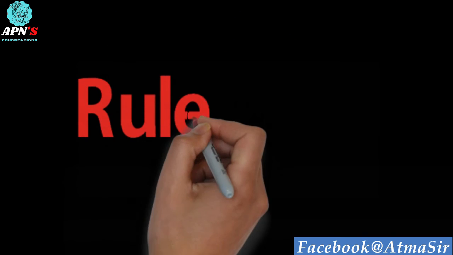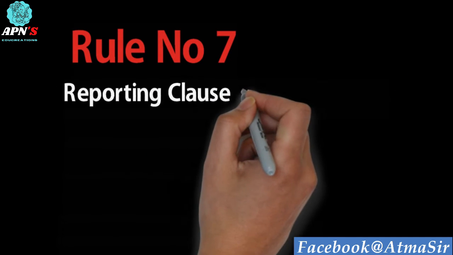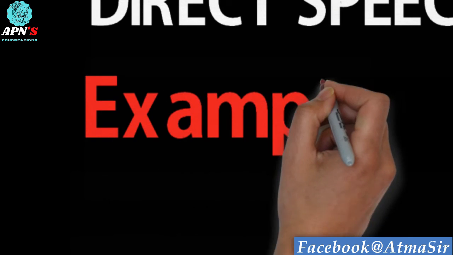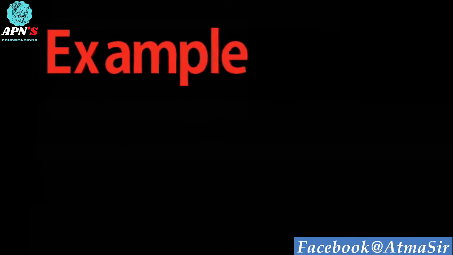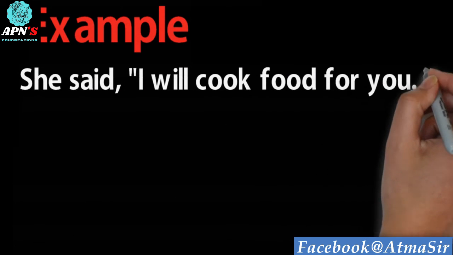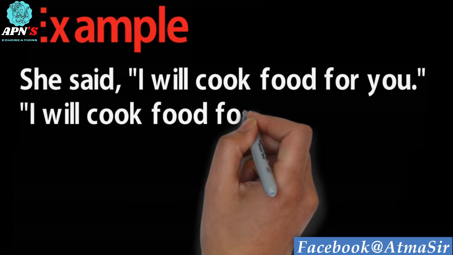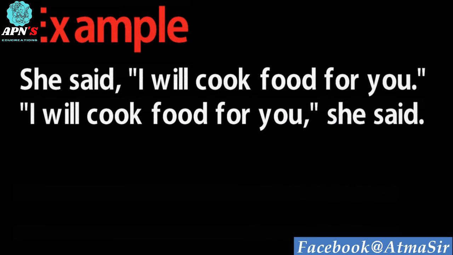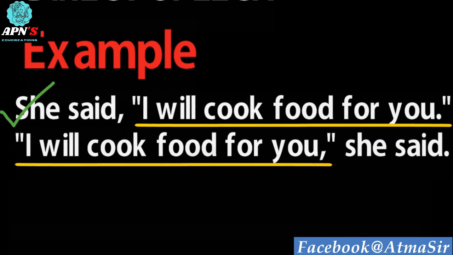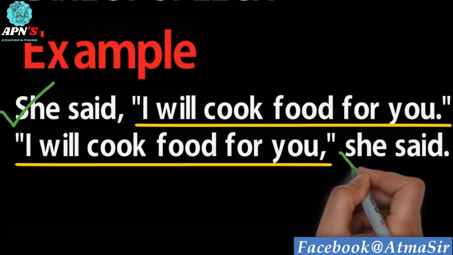Rule number 7. The reporting clause can be written either before or after the direct speech. Let me give you an example. Look at both the sentences flashing on the screen. She said, "I will cook food for you." "I will cook food for you," she said. In both the sentences, "I will cook food for you" is the direct speech. In one sentence, the reporting clause is placed before the direct speech and in the other sentence, it is placed after the direct speech.